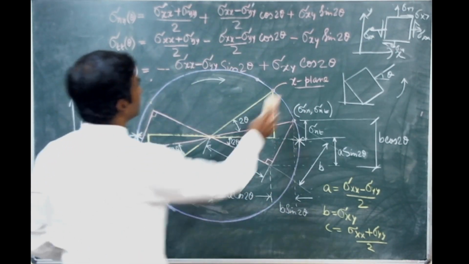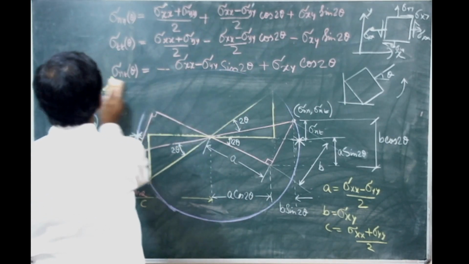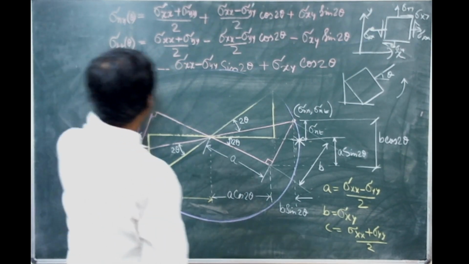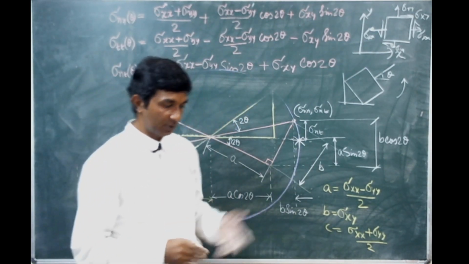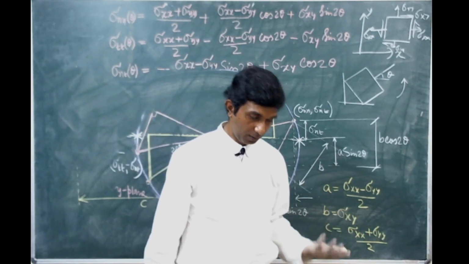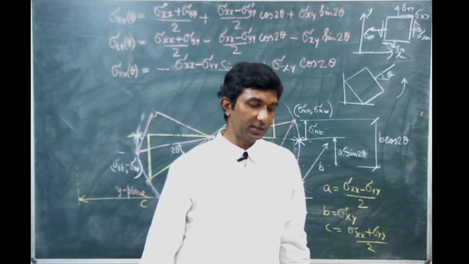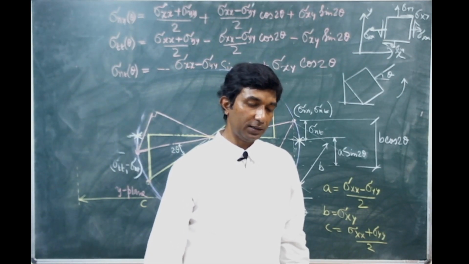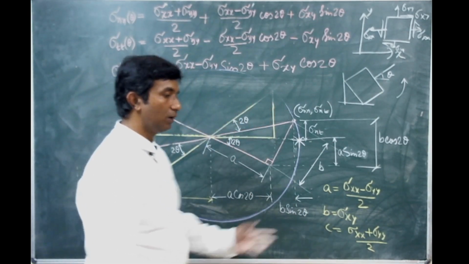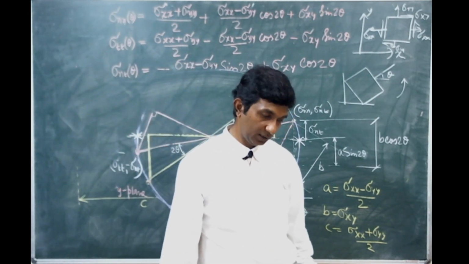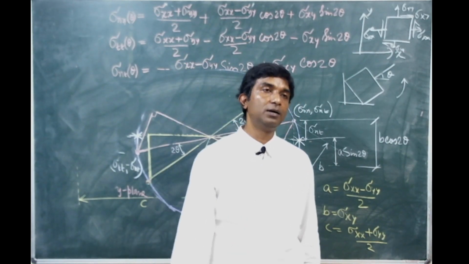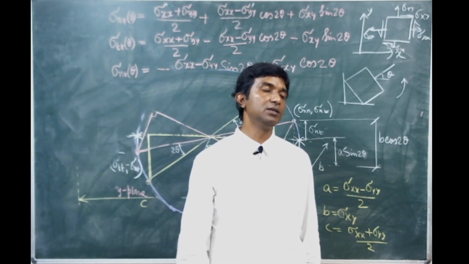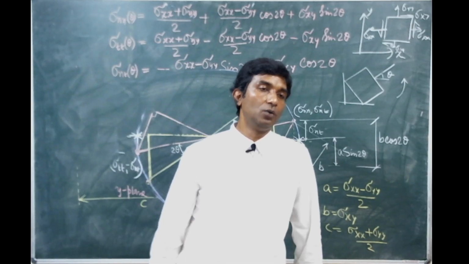So let us see what we get. I am deleting this one for the time being. As I said, if you keep increasing theta, sigma nn and sigma tt change and take different values. At some value of theta they attain their maximum value, and at some other angle they may attain the minimum value. So at a maximum or minimum, what happens? If a function attains its maxima, the derivative of that function with respect to the parameter you are changing, here the rotation angle, must be 0.